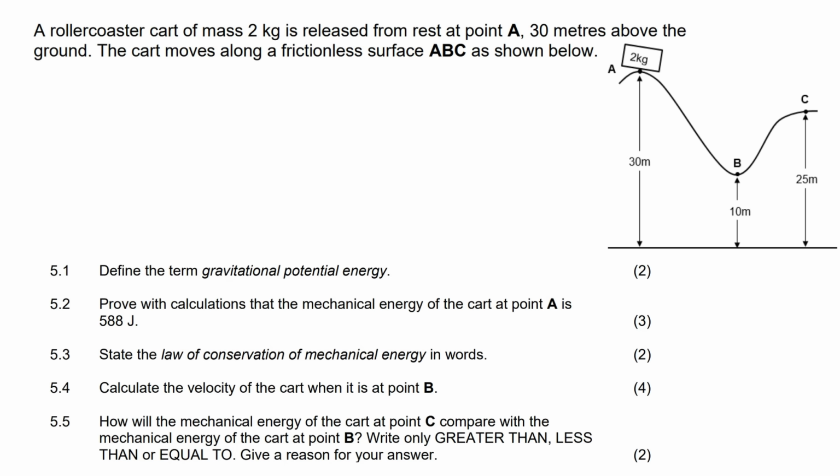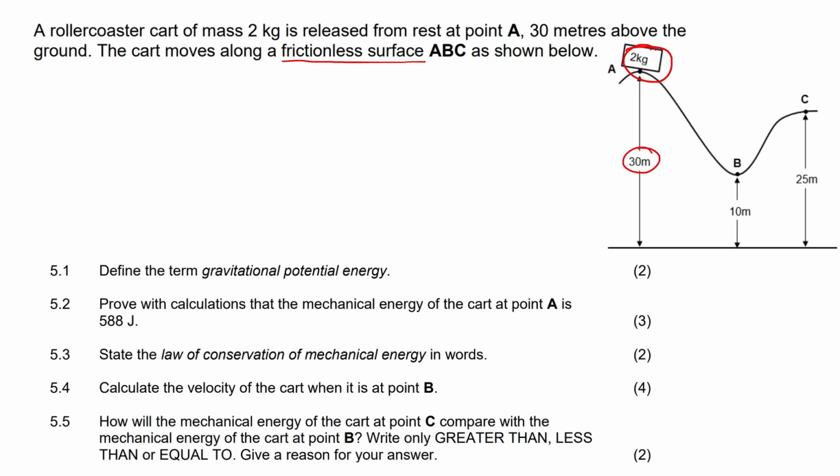A roller coaster of mass 2 kilograms is released from point A, which is 30 meters above the ground. We can see over here that they've said 30 meters, and then the cart moves along a frictionless surface. Only in grade 12 will we actually start adding friction for these kinds of questions. ABC as shown below. The first question says, define the term gravitational potential energy.